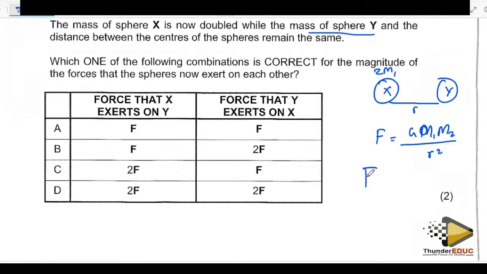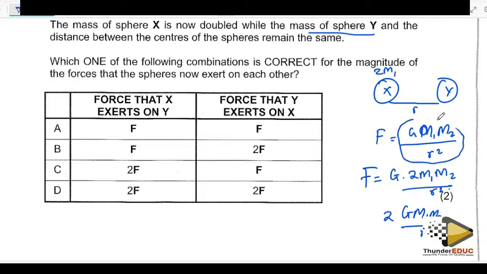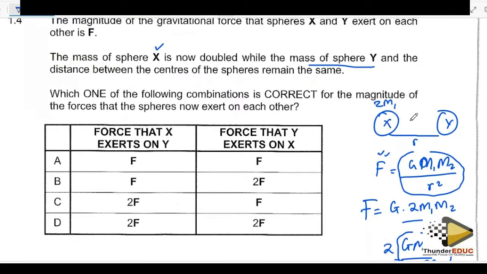So our new F is going to be G, twice M1, and then M2 over R squared. We can move this 2 in front so that it is 2 G M1 M2 over R squared. This part represents the original F, and it is the same thing that is there. So our final result must be 2F, or twice the original force. Remember, the force that X exerts on Y should be the same force that Y exerts on X, but in the opposite direction. Okay.